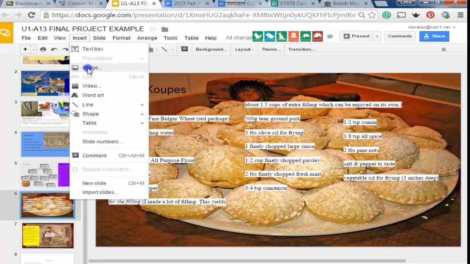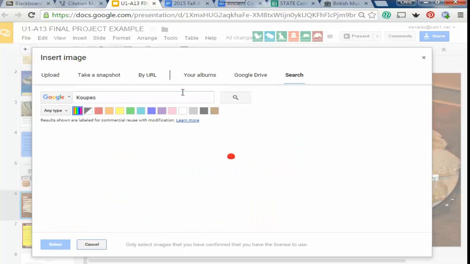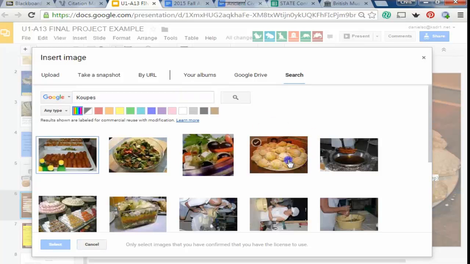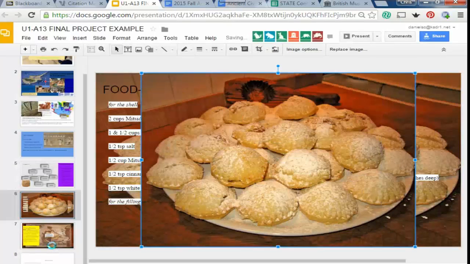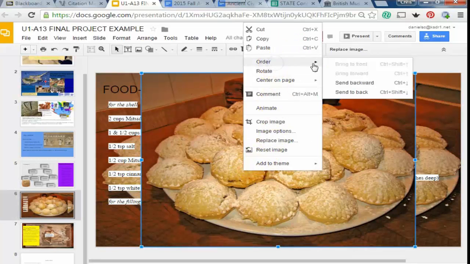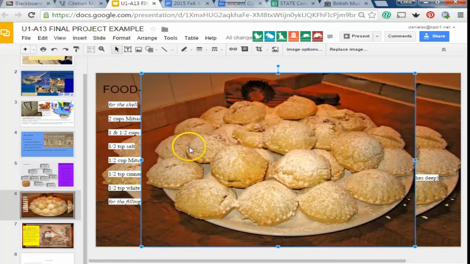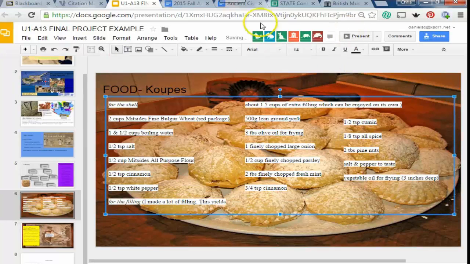You would go insert, image, you're going to search koopies. Here's my picture. When I select it, it's going to get kicked in here. I'm going to right click on it, and I'm going to click on order, and I'm going to go send all the way to the back. Now I'm going to actually delete this one, because then what you also need to know is you can insert a text box right on top of it, and you can paste your recipe.